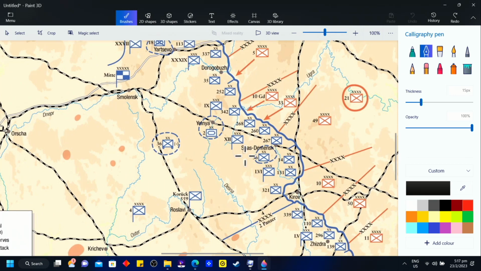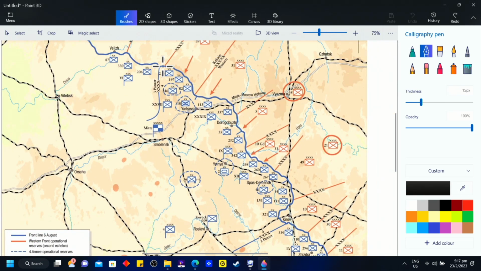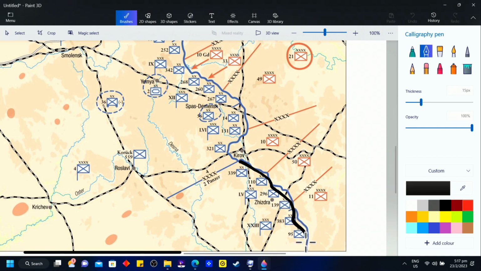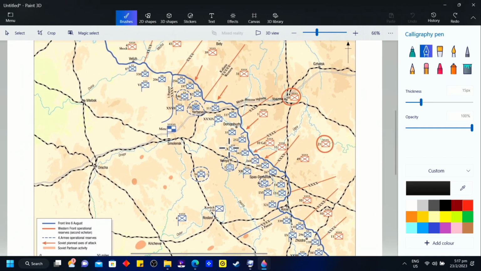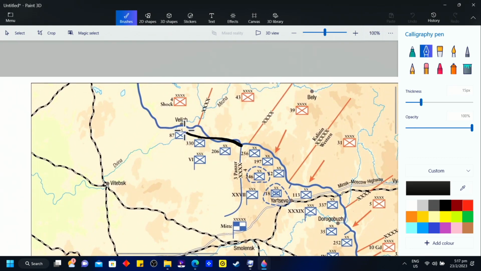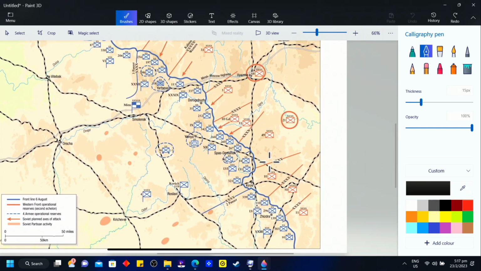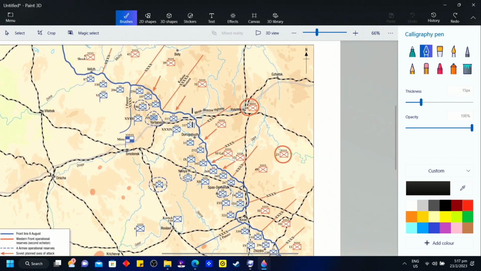Okay, so let's look at the army disposition. This is the 4th Army. Then this is the 2nd Panzer Army, and this is the 3rd Panzer Army. The 4th Army was the main defender in the battle for Smolensk, so it will bear the brunt of the Western Front assault.